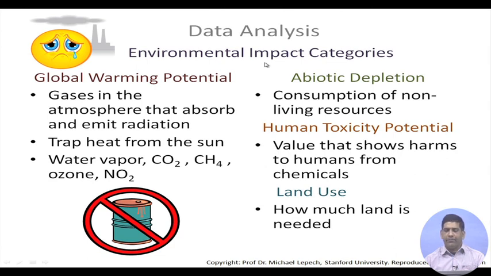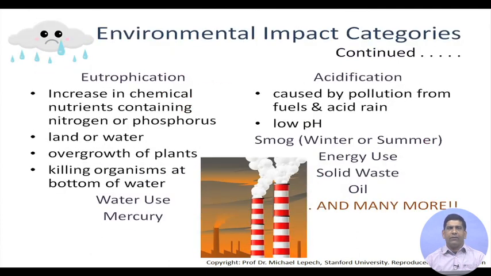We looked at the environmental impact categories. What is the global warming potential? Global warming is caused by gases in the atmosphere that absorb and emit radiation. It traps the heat from the sun and doesn't let the heat go away. Some of the global warming gases include water vapor, CO2, methane, ozone, NO2. So that's one impact category. These are some of the impact categories we looked at. Abiotic depletion, which is the consumption of non-living resources. Then human toxicity potential, whether chemicals will harm humans. Land use, how much land is needed. Those are the impacts we look at.